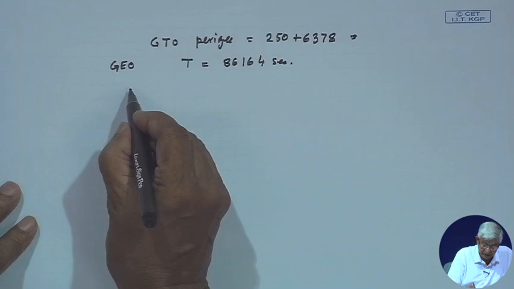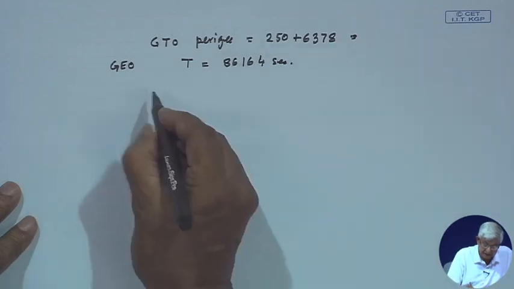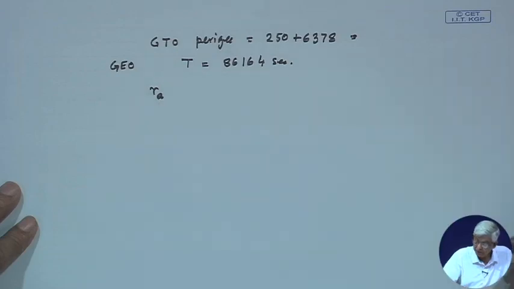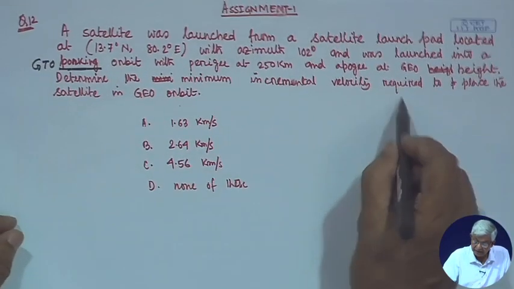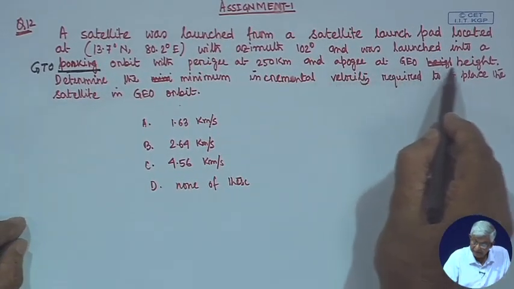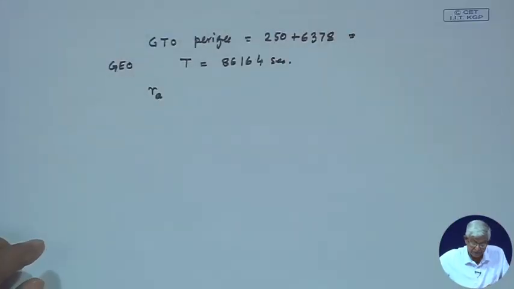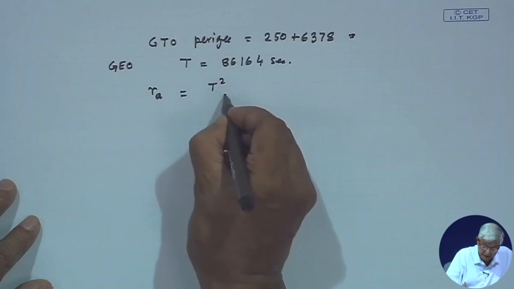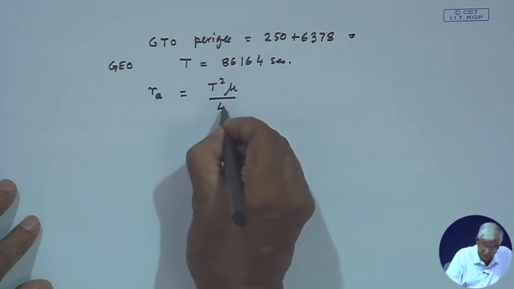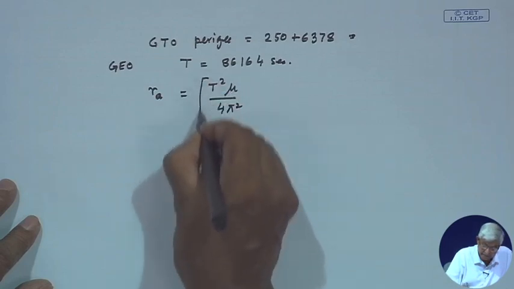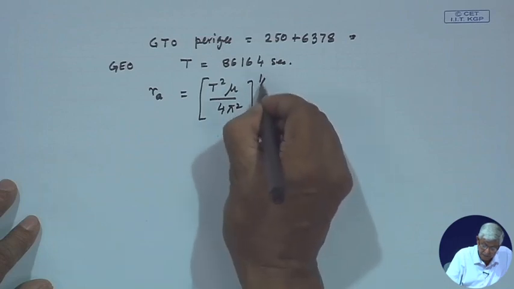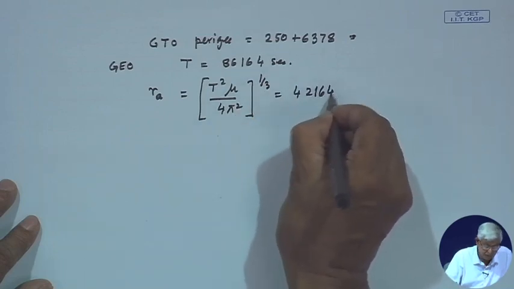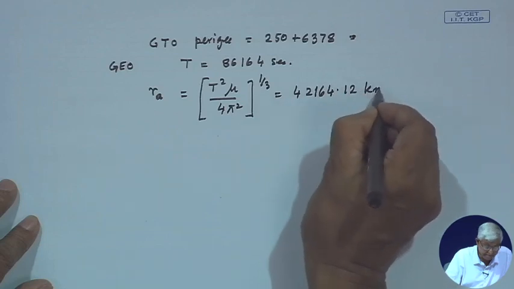So, the radius of the GEO circular orbit R A, because it is mentioned that the apogee is at GEO height. So, R A we calculate. R A will be (T square mu by 4 pi square) to the power 1/3, which will come out to be 42164.12 kilometer.